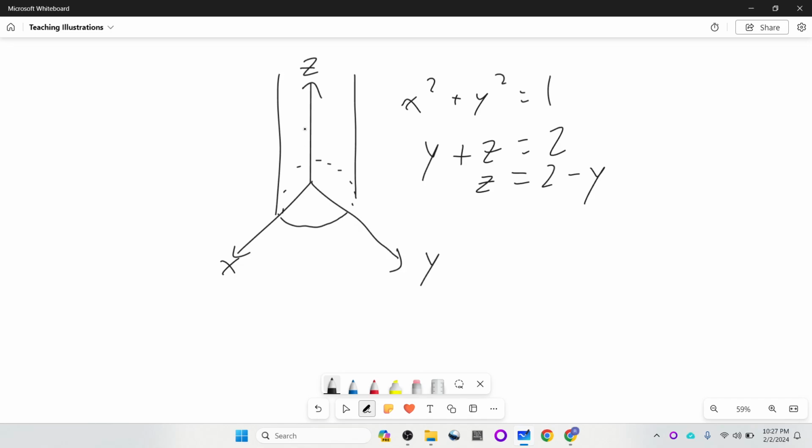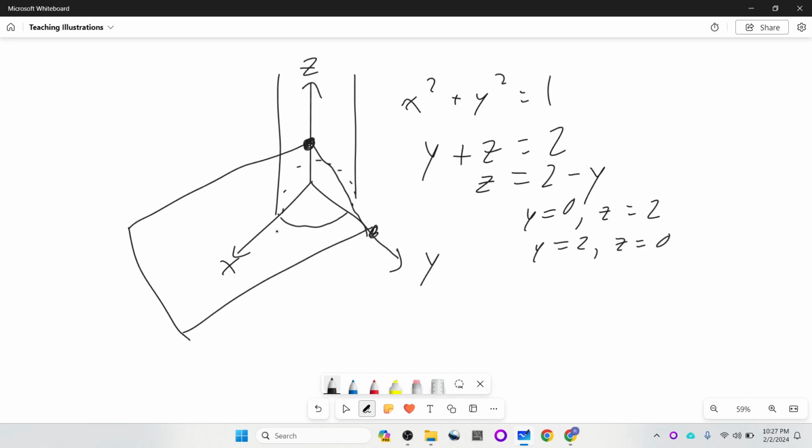So, if y is 0, z equals 2. So that's this point here. If y is 2, z equals 0. So that's out here somewhere. So we get this plane, which kind of goes like this, and it cuts through the cylinder. And so we get some sort of sideways shape. What shape will it be?